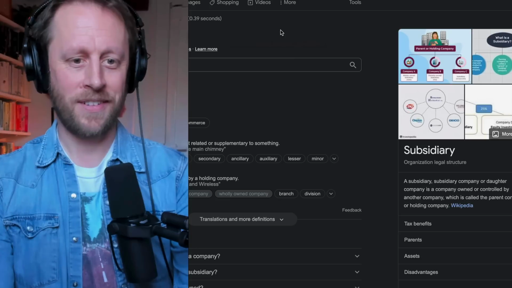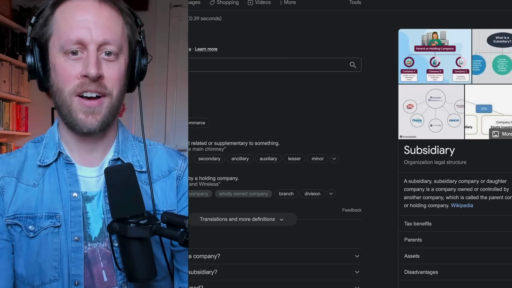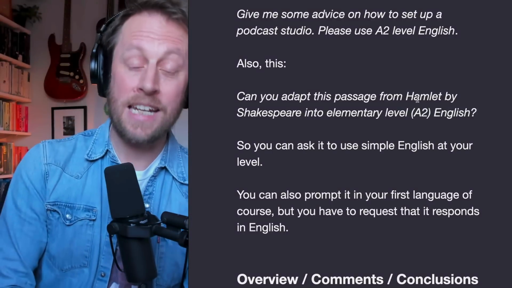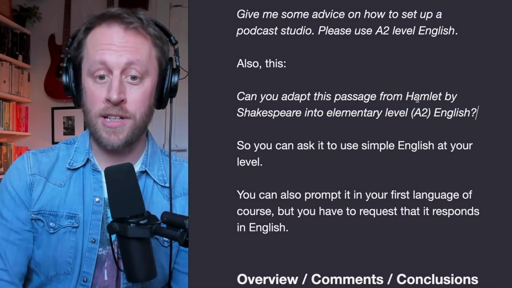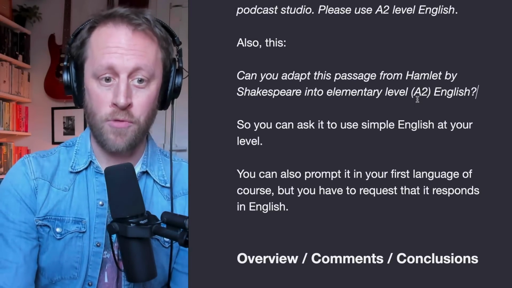Actually, I can't go into that now. I can't start analysing Shakespeare at this point, but it did a good job. It did break it down into pretty simple English. I can't show that to you right now. So you can ask it to use simple English at your level if you want to. You can also prompt it in your first language, of course, but you have to request that it responds in English.